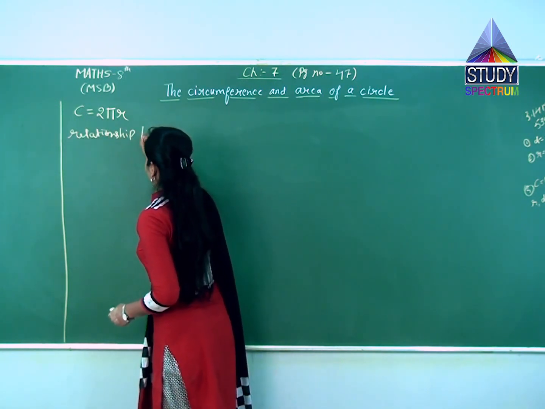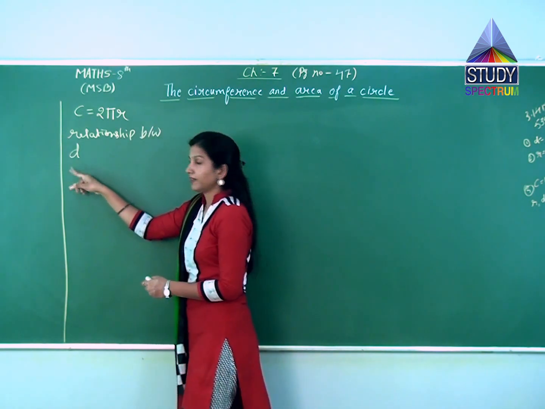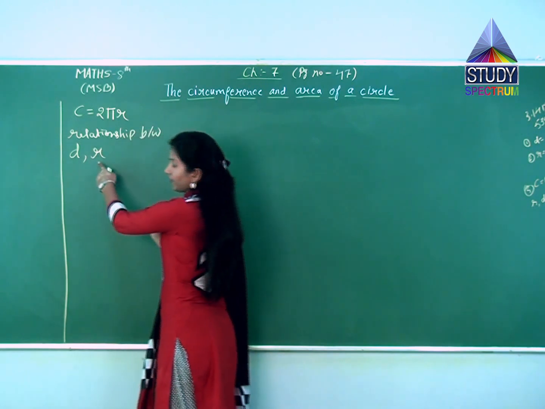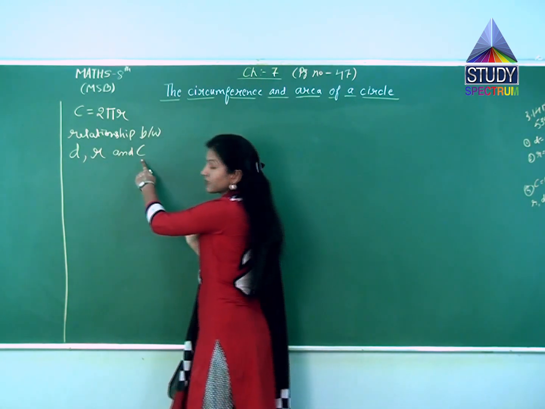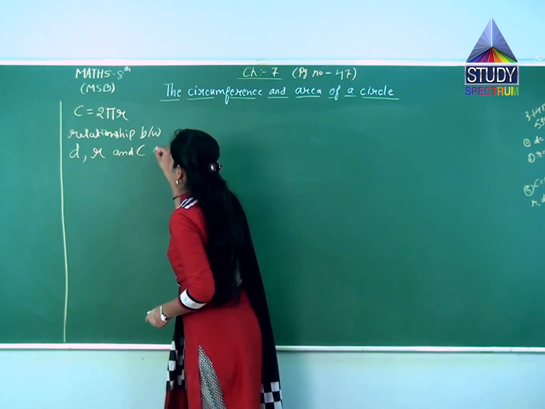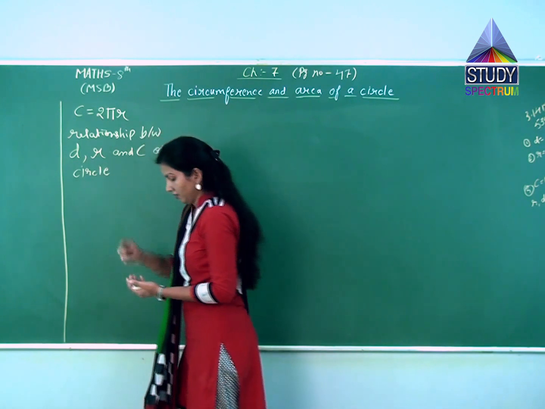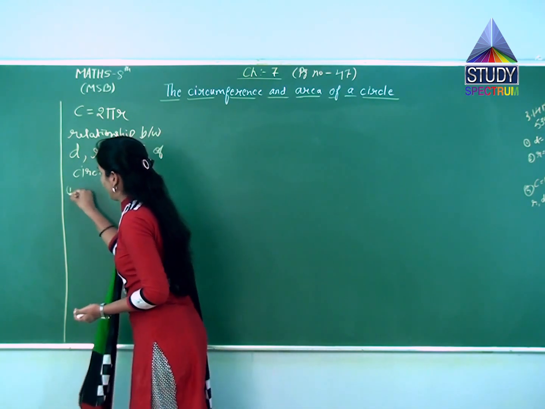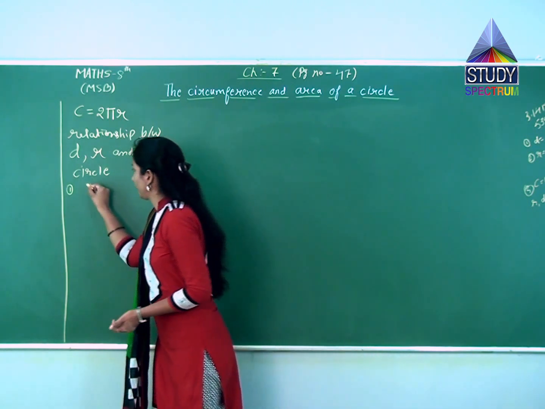Relationship between D for diameter, R for radius, and circumference C of a circle. At first, we can write C is equal to 2 pi r. That is our formula.